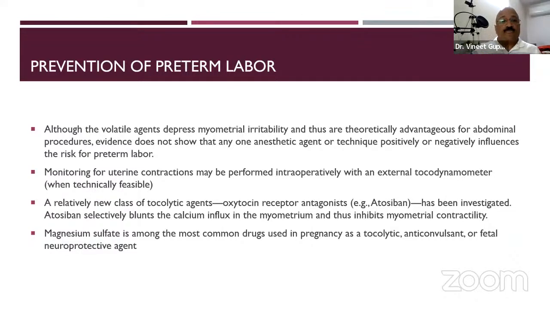A relatively new class of tocolytic agents, oxytocin receptor antagonists, that is atosiban, has been investigated. Atosiban selectively blocks the calcium influx in the myometrium and thus inhibits myometrial contractility. More or less, it works like nifedipine. Then magnesium sulfate is among the most common drugs used in pregnancy as a tocolytic, anticonvulsant, or fetal neuroprotective agent.